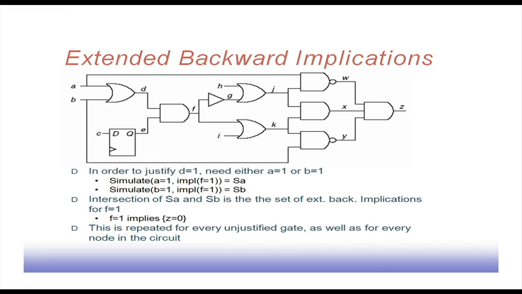So, if we do that, then we get a fair idea about what is going to happen at various signal nodes in the circuit when we are putting a particular line to a particular value. That is, this whole thing has happened when we are trying to push f equal to 1. Okay. So, what is the implication of f equal to 1? By doing this process we can figure out.